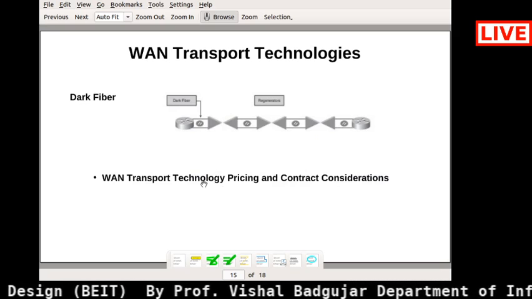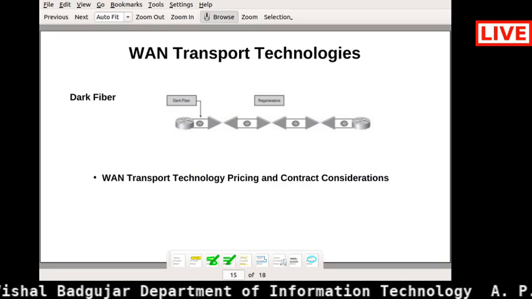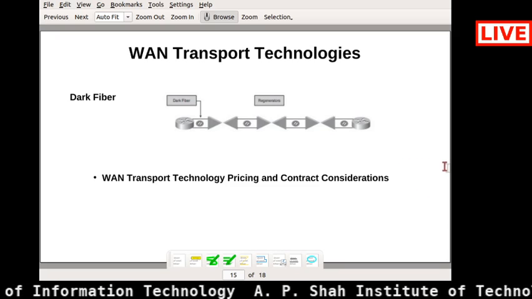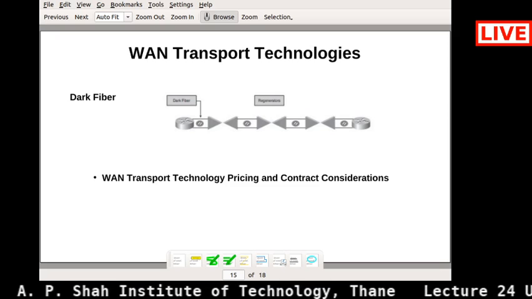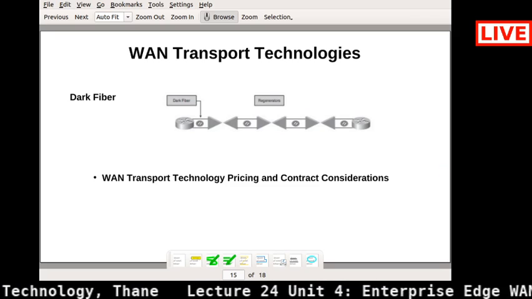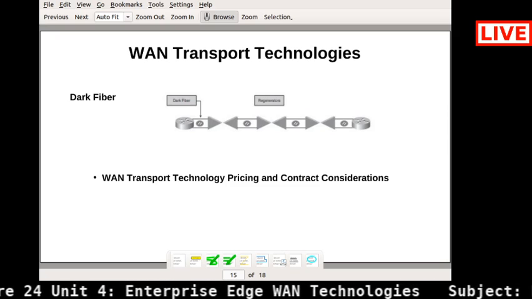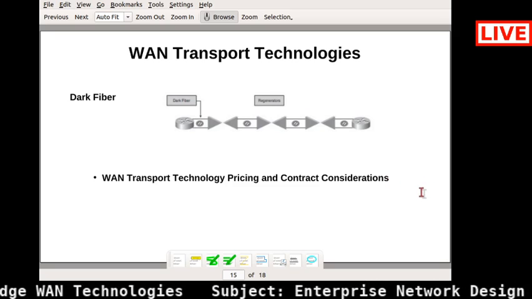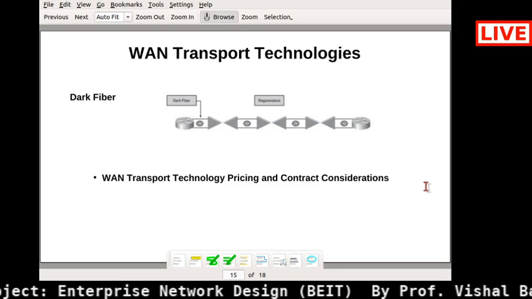Then we have the last one, which is dark fiber, right? Dark fiber is provided by the company's devices and does not have this SONET or SDH whatever we have seen. The dark fiber connection eliminates the need for the SONET multiplexers, which are required in the SONET rings, right? The edge devices are connected directly over this site-to-site dark fiber, right?